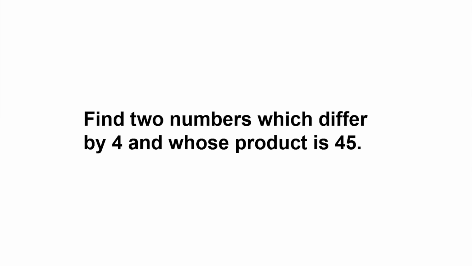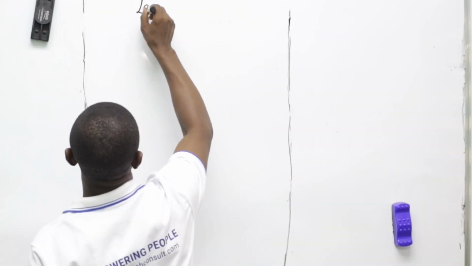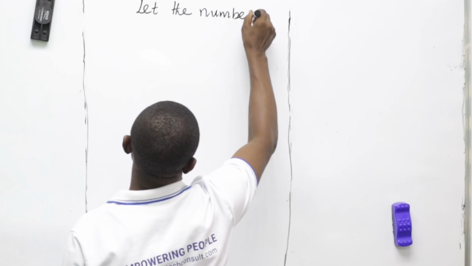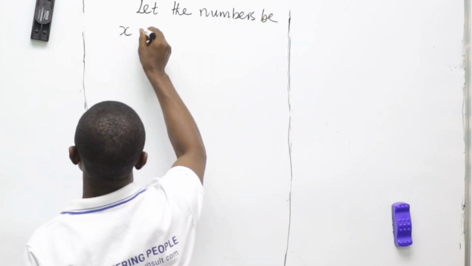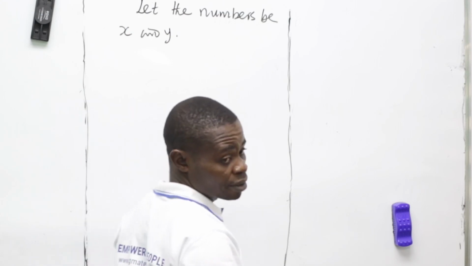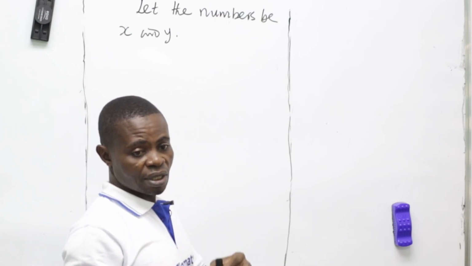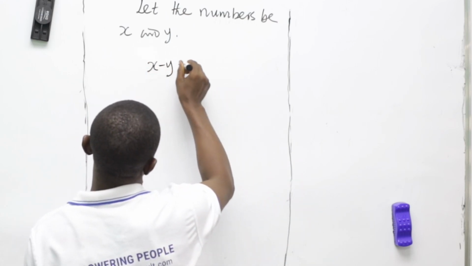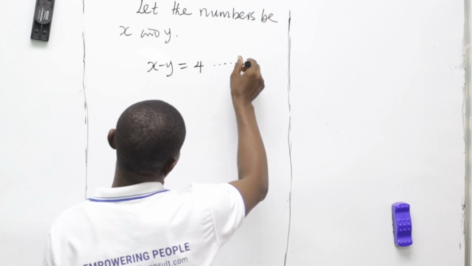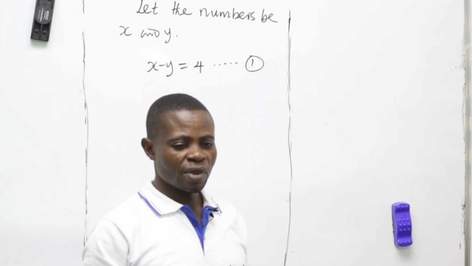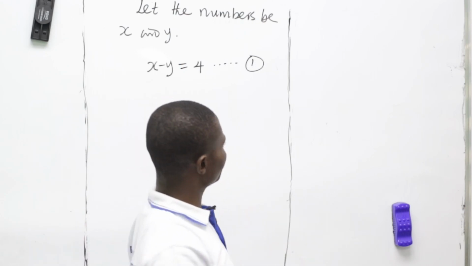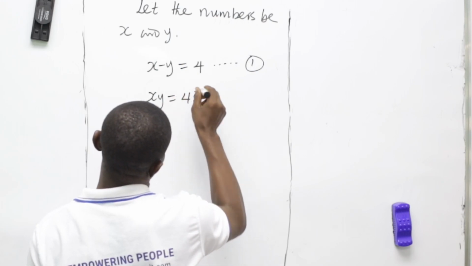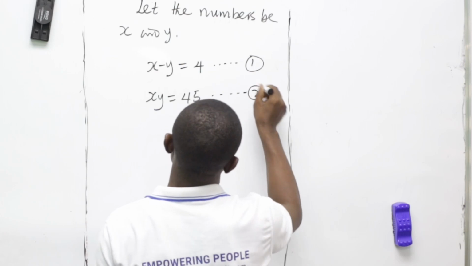The unknown can be x and y. Let the numbers be what? x and y. The instruction is they differ. That is, x minus y equals 4. Call it equation 1. And the product is what? 45. That is, xy equals 45. Equation 2.